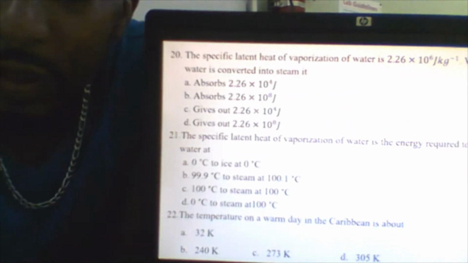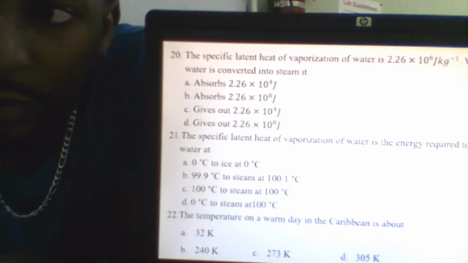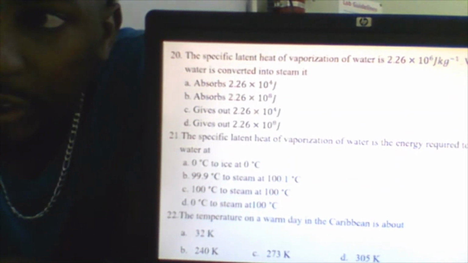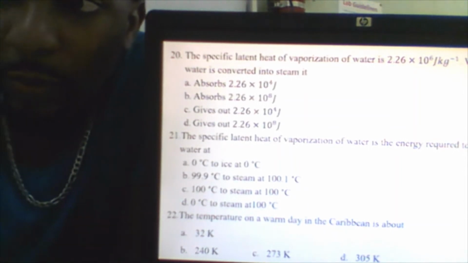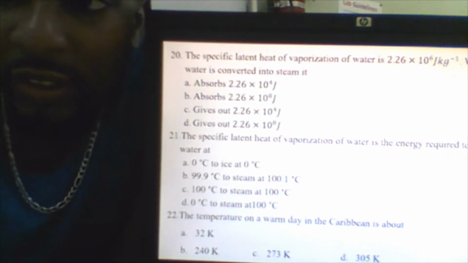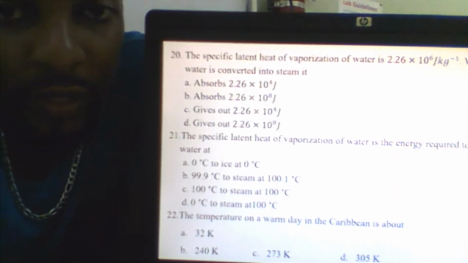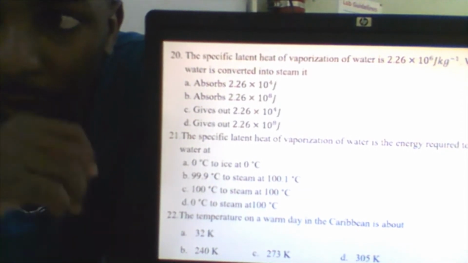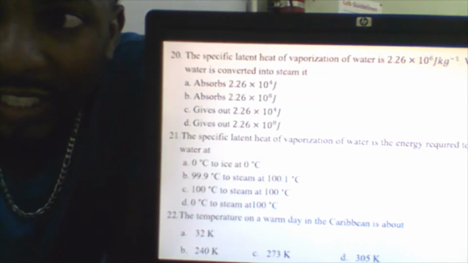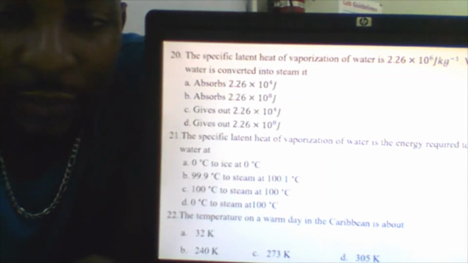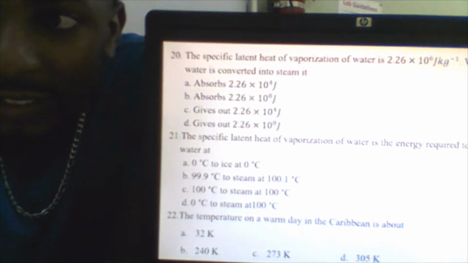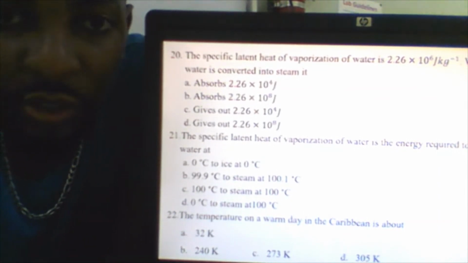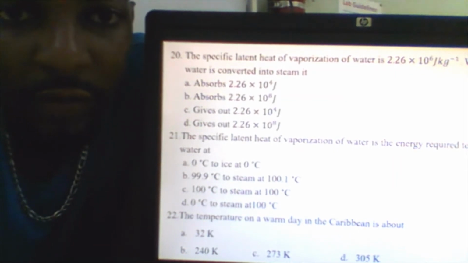Let's look at number 20. It says that the specific latent heat of vaporization of water is 2.26 by 10 to the 6 joules per kilogram per Kelvin. And when 0.01 kilograms of water is converted into steam, we want to know what happens. Does it absorb or does it give out heat energy? Right? So we're saying that specific latent heat of vaporization is about changing state. This is when you're changing state from a liquid to a gas. Good? Now it says that 0.01 kilograms of water is converted into steam.